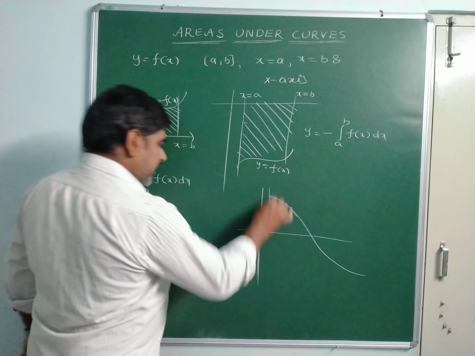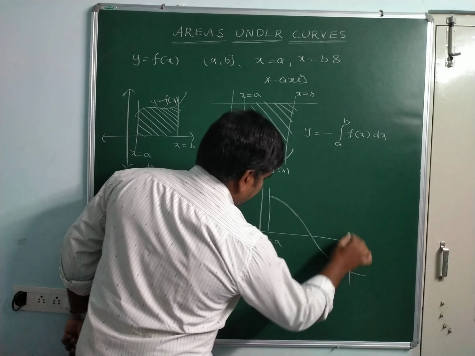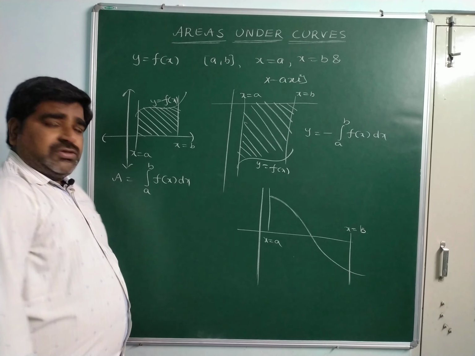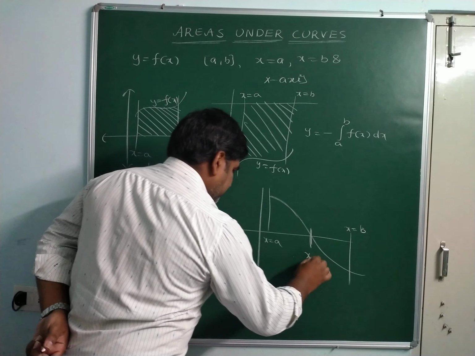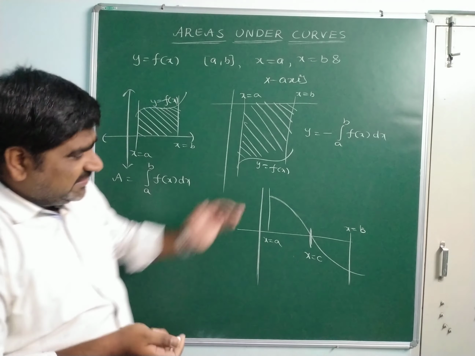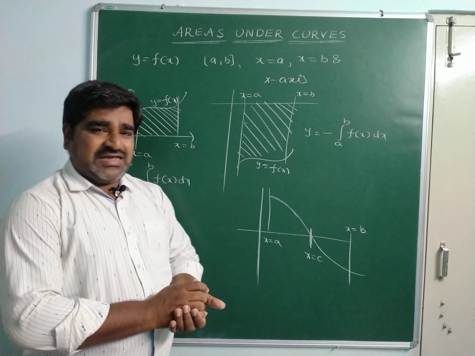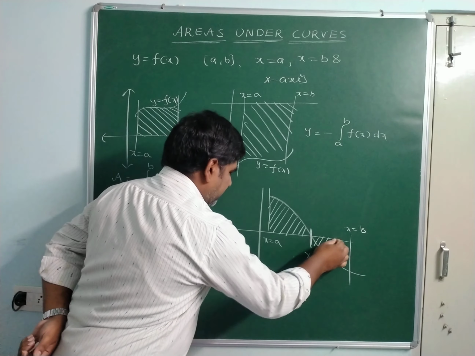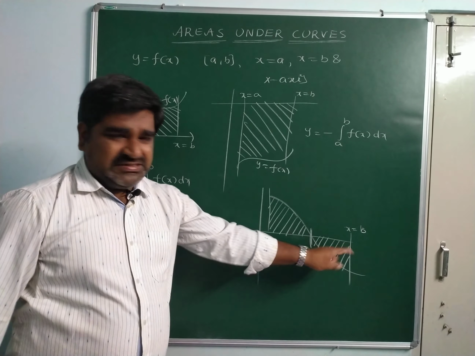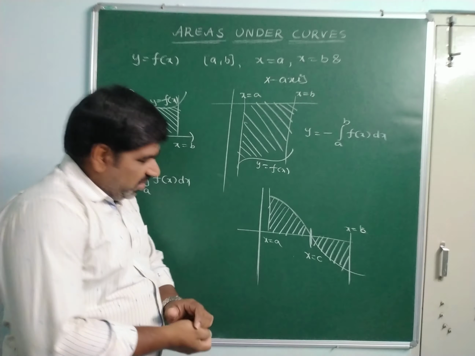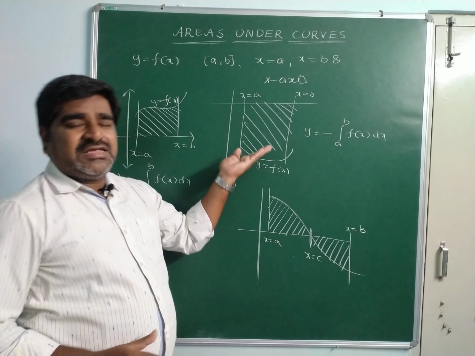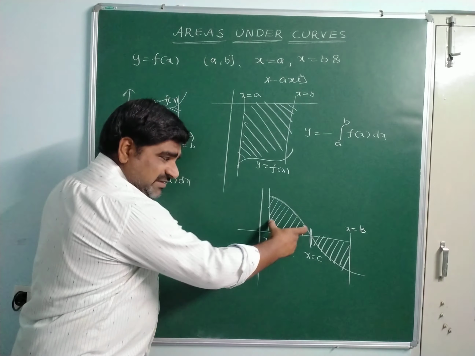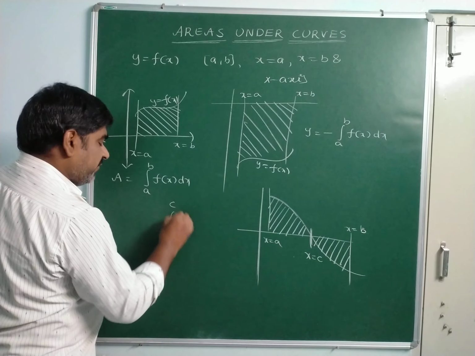Now here this is the line x equals a, and this is the line x equals b. This is the line x equals c, where the curve crosses the x-axis. In this case, you have to find this region plus this region. From a to c, the curve lies above the x-axis, and from c to b, the curve lies below the x-axis. According to the first case, the area of this region is integral a to c f of x dx.